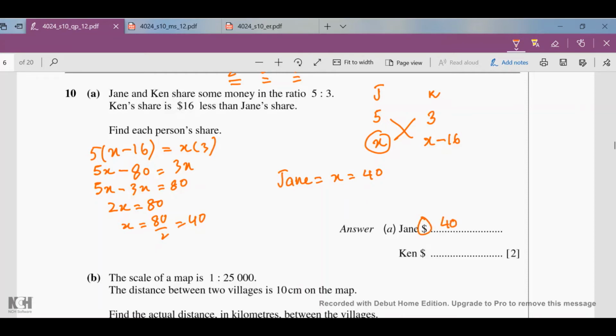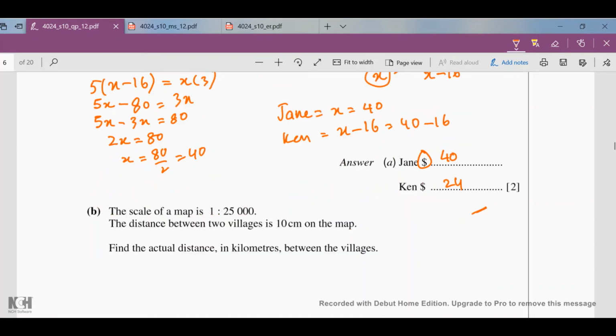And Ken has x minus 16 means 40 minus 16. So that's coming 40 minus 16, you can do 24. That's your result. Moving to the next part.